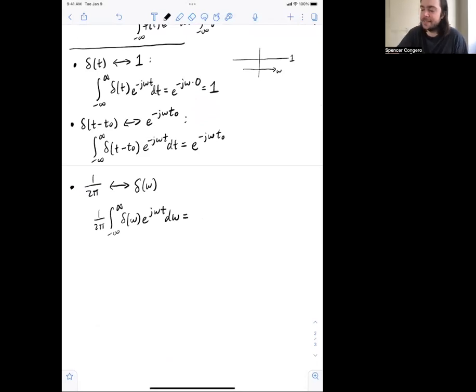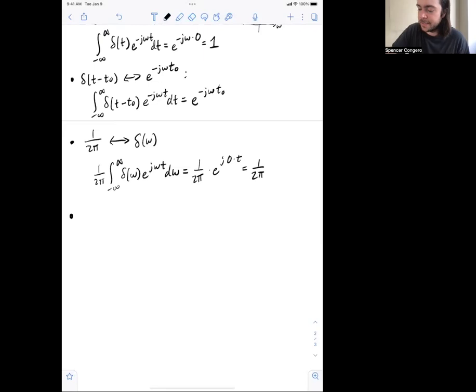And again, it's the same thing we've already done twice now. We're multiplying a delta function times another function, and it's going to pick out the value of that function where the delta function is located. In this case, at omega equals 0. So I'm going to get 1 over 2 pi times e to the j 0 times t. Of course, that's just 1, so we just get 1 over 2 pi.